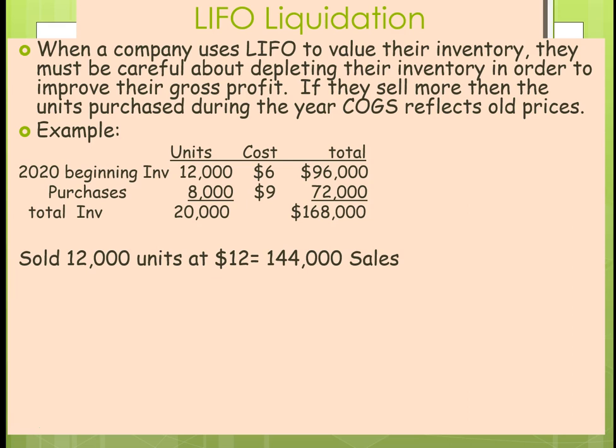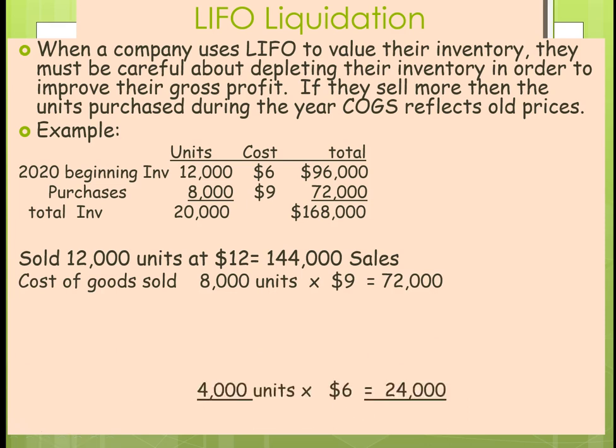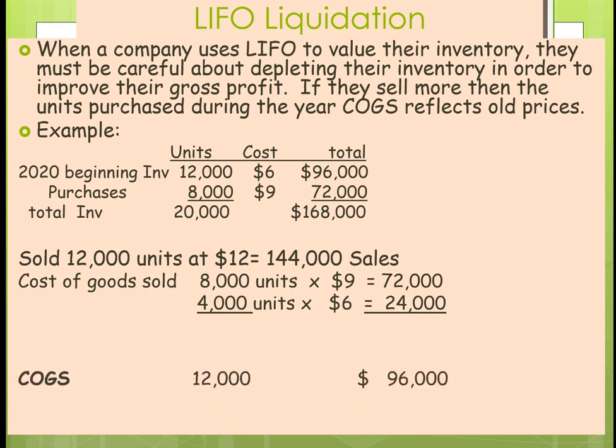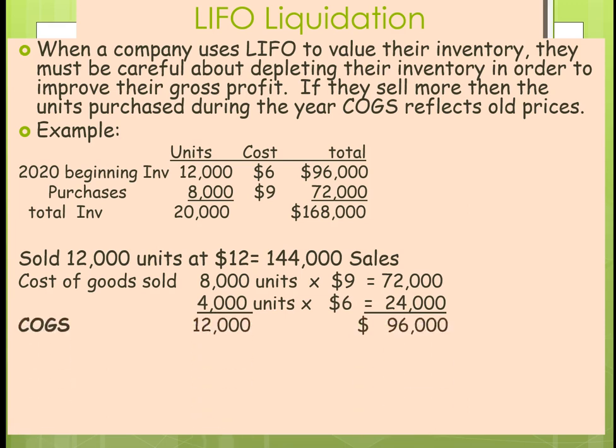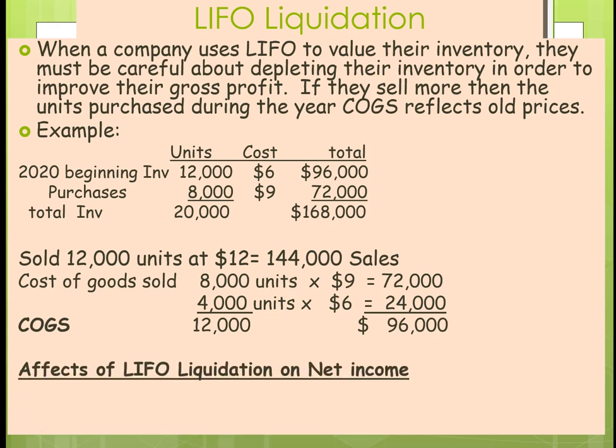In 2020, beginning inventory had 12,000 units costing $6, and they purchased 8,000 units during the year for $9. They sold 12,000 units at $12. So their cost of goods sold is going to be 8,000 times 9 and 4,000 times 6, which gives them a cost of goods sold of $96,000.